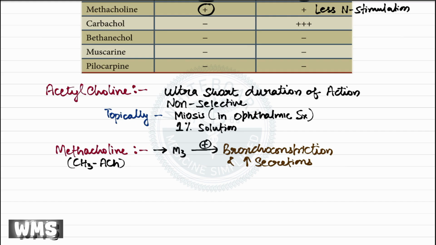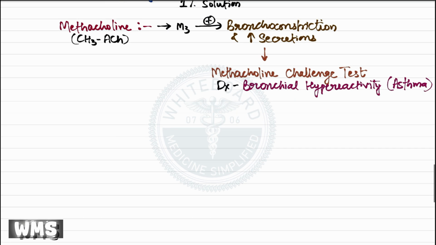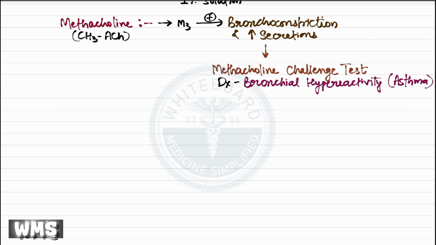However, there is one special situation in clinical practice where we deliberately induce bronchoconstriction, not for treatment purposes, but for diagnostic purposes. So methacholine can be used to intentionally provoke bronchoconstriction in the methacholine challenge test, which helps in diagnosing bronchial hyperreactivity in patients who do not have clinically apparent asthma. So in this case, the goal is not to produce a therapeutic effect, but rather to use the body's exaggerated response to help confirm the diagnosis.